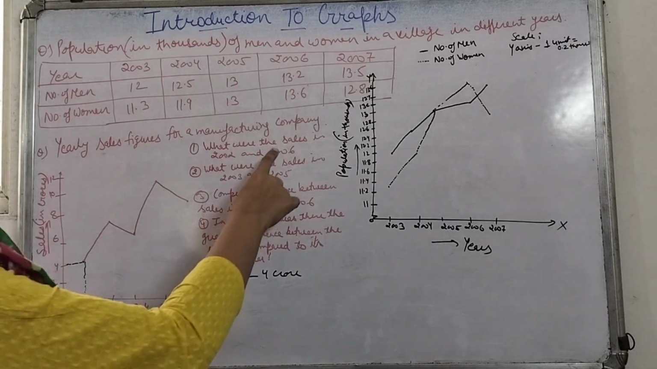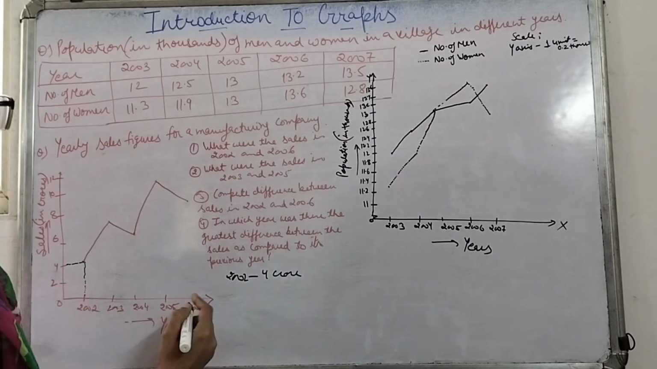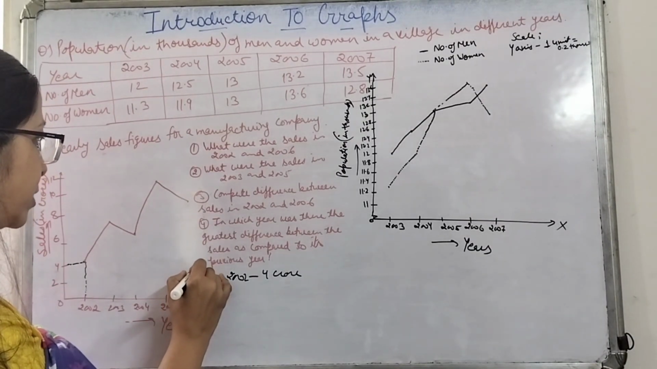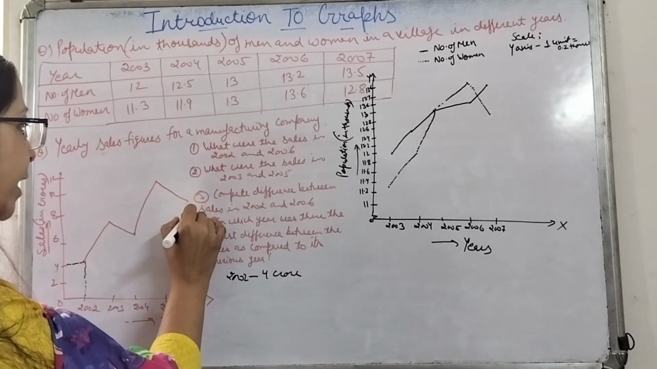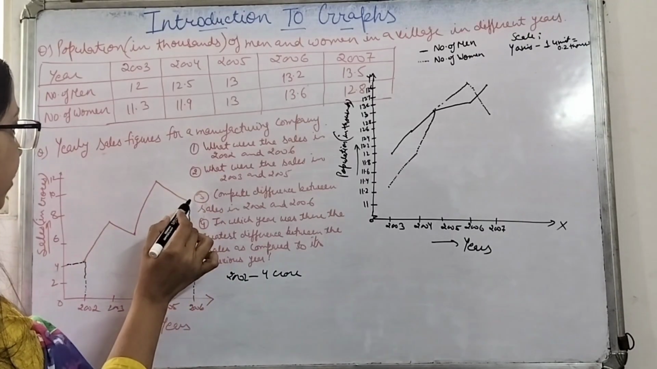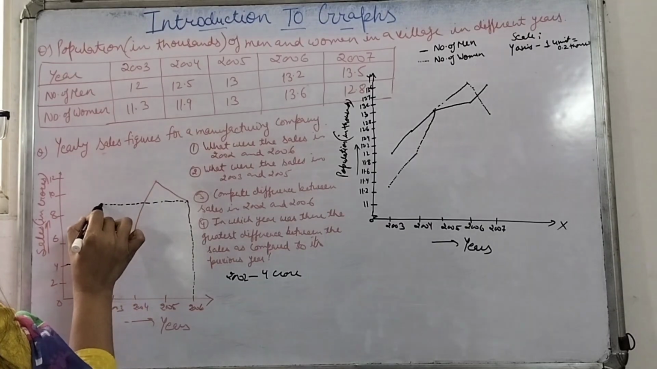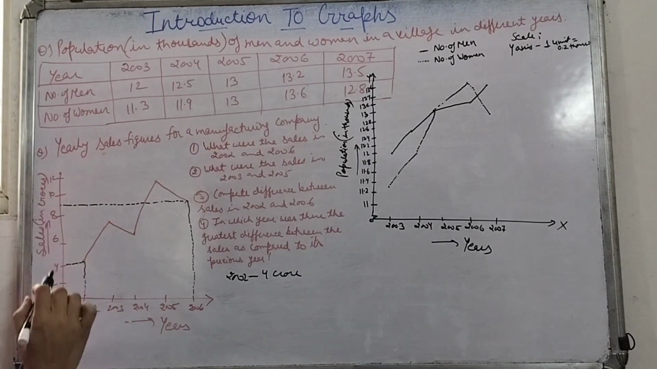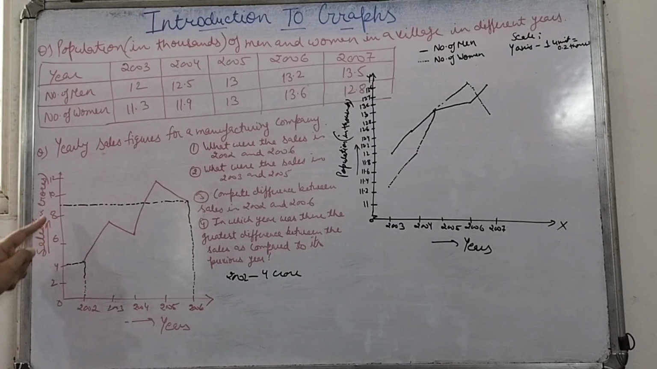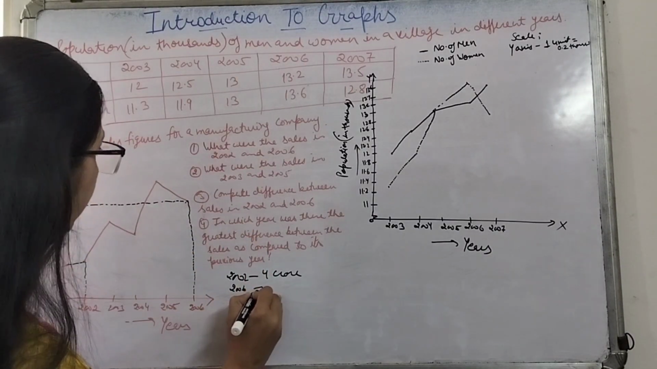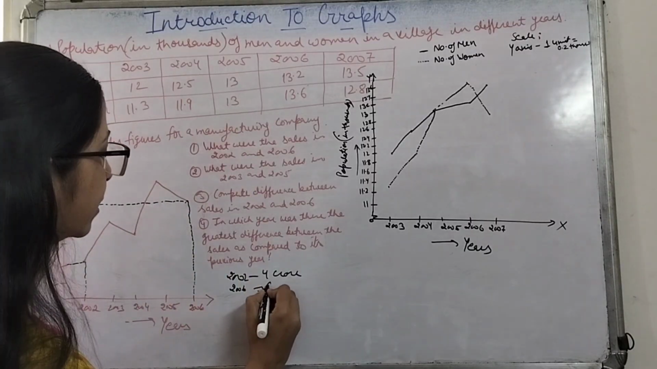So in the year 2006, how much was the sale? Again, we will be moving upwards from 2006 like this. When we reach the point, we will make a horizontal line like this. The point where it intersects your y-axis is 9. So in the year 2006, it is 9 crore.